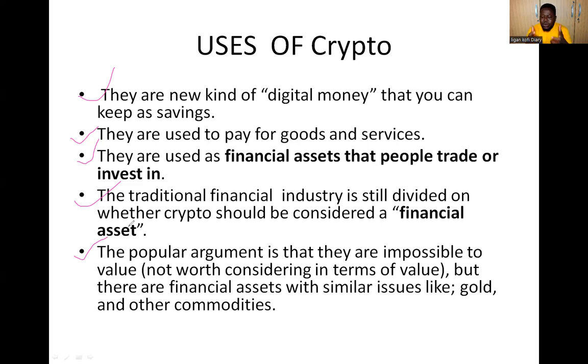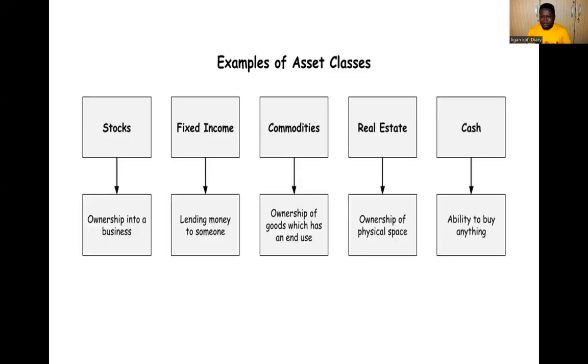So whether or not the argument will finally settle, whether we like it or not, let me put it that way, Bitcoin is a financial asset as it stands, because a lot of investors are actually holding on to it for bigger returns. Is that okay? So that is the reason this debate is going on as to whether Bitcoin should be accepted as a financial asset or not. But let's look at some of the financial assets.